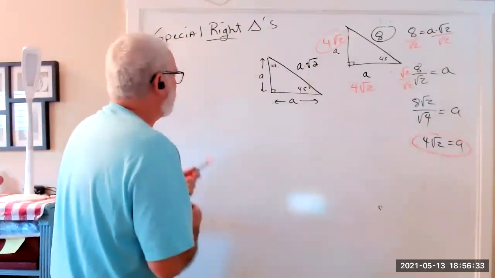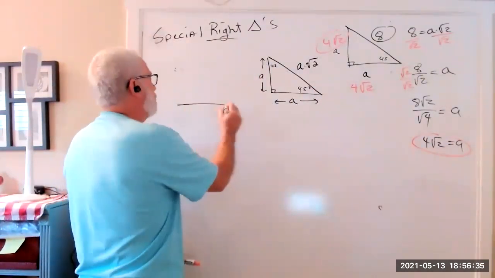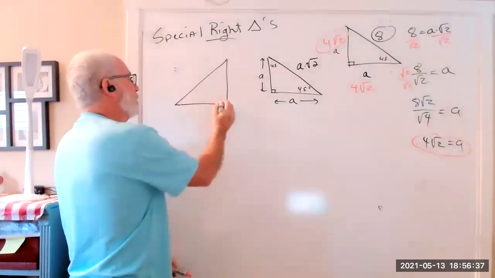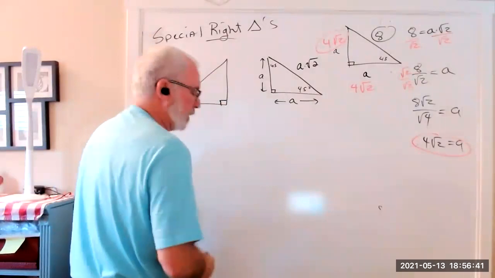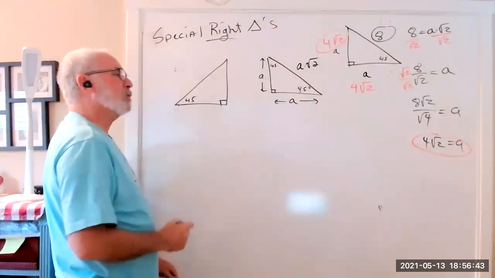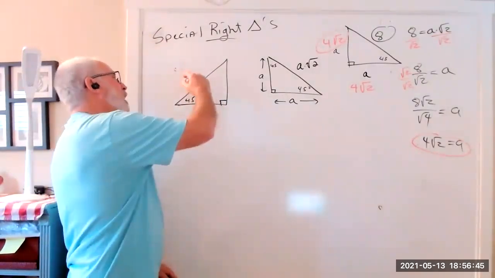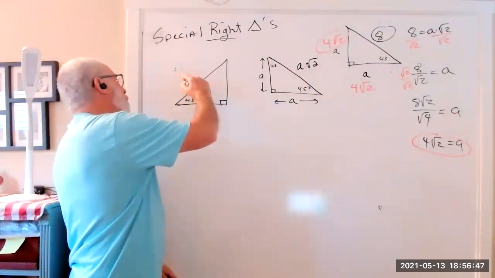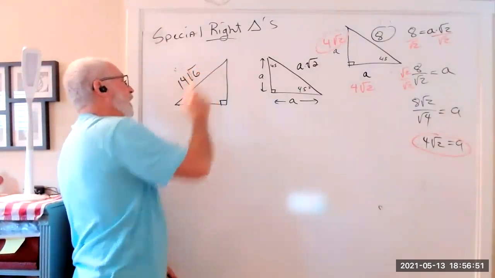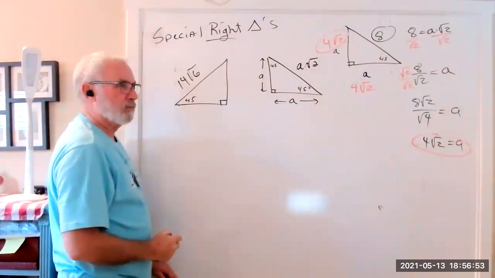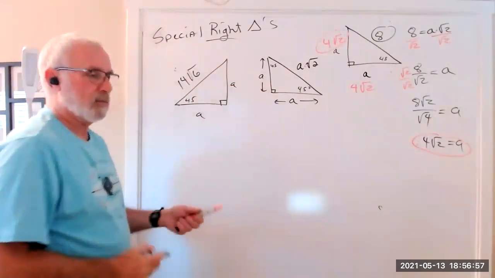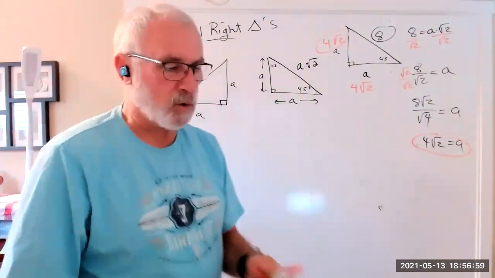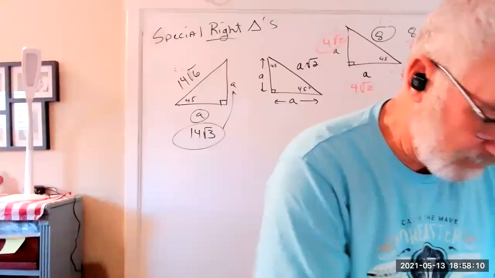So what if I gave you, okay, I'm going to draw it backwards this time, 45, 45, 90 this way. What if I told you that the hypotenuse was, I don't know, 14 radical 6? Can you find the 2 legs? So let's pause while you work on that.